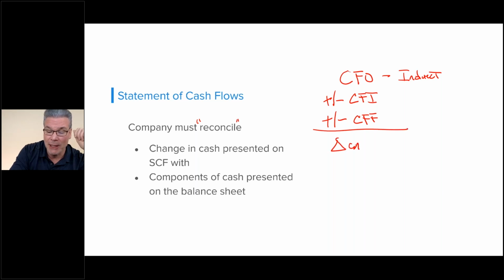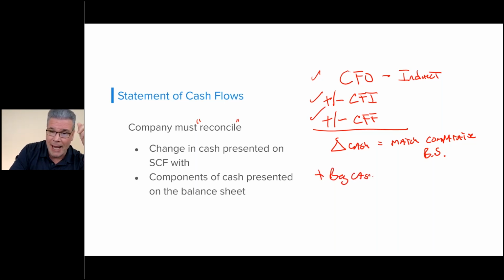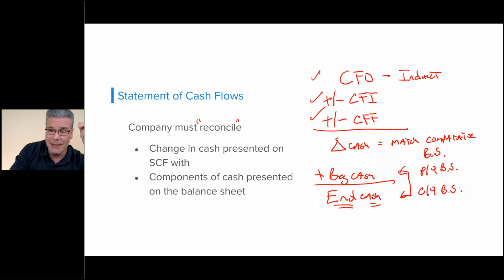That's going to get us change in cash, and this has got to match what is on your comparative balance sheet. We're going to know the change in cash before we even do our statement of cash flow. So long as we have a comparative balance sheet, folks, we're going to know what our change in cash is, but then we have to break it into its 3 components. We're going to take that change in cash. We're then going to add our beginning cash. And what's that going to get us? Our ending cash. Again, the beginning and ending cash is from what? Prior year balance sheet gives you the beginning cash. The current year balance sheet will give us our ending cash.